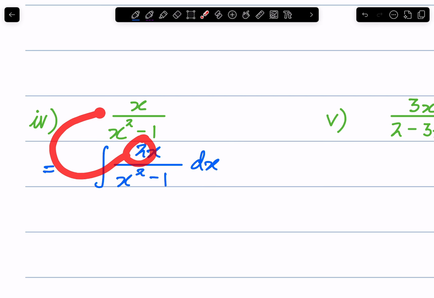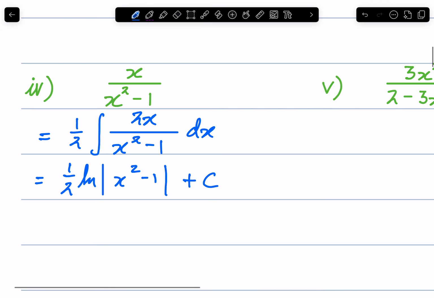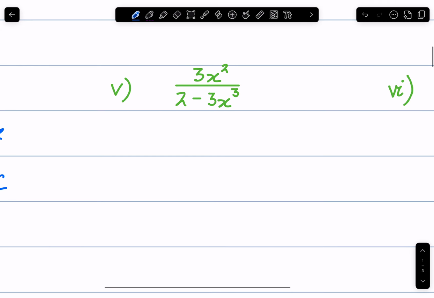So 2 times something gives me x, so 2x times something gives me x. So we need to multiply by half. So the integral of this then becomes half ln absolute value x squared minus 1 plus c. And there we have it. So for this one, let's go again.